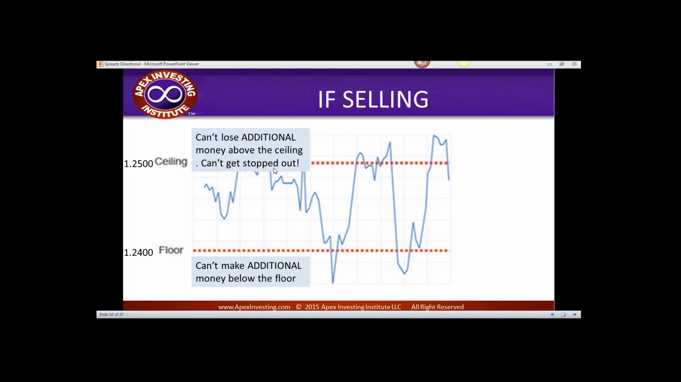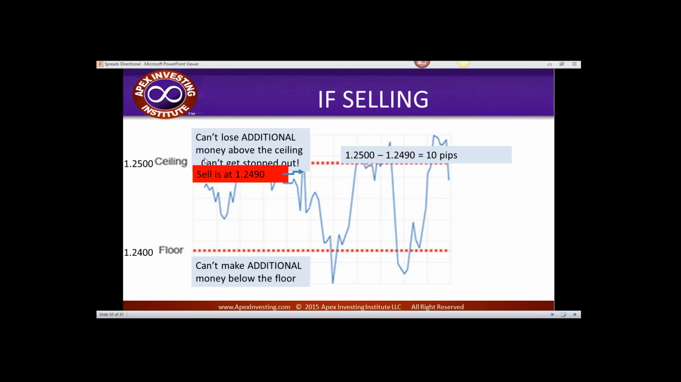So you sold it saying it's going down, but it went up. You were wrong in your direction, so you can only lose money up to the ceiling. This thing can keep flying up, but you're not losing $1 per tick past the ceiling. And you can't lose or make money below the floor either. So that's why it's capped risk. You know going in what your max reward and your max risk are.